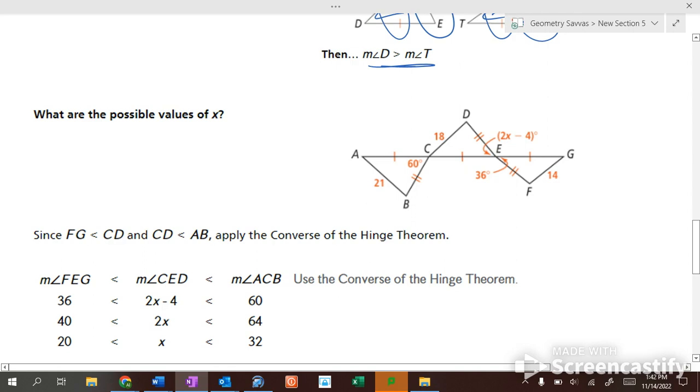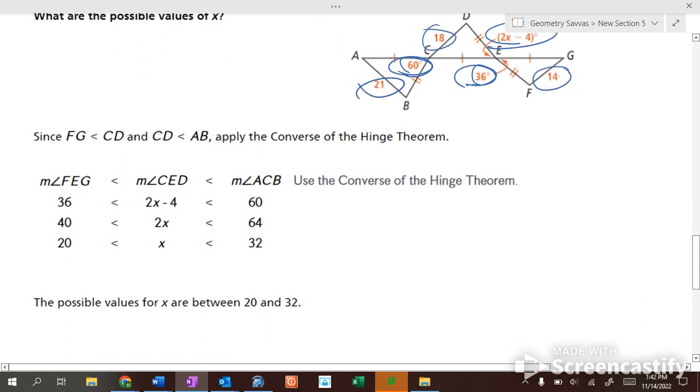Notice, these aren't vertical angles. But this angle is 36, this angle is 60, and they're between congruent sides, and this side is 14, and this side is 21. Okay? So, because this side is 18, it's in between the 21 and 14. So this angle has to be somewhere in between 60 and 36.